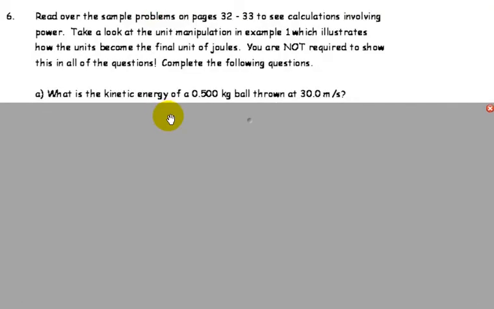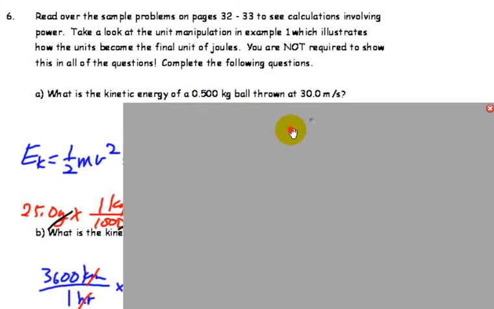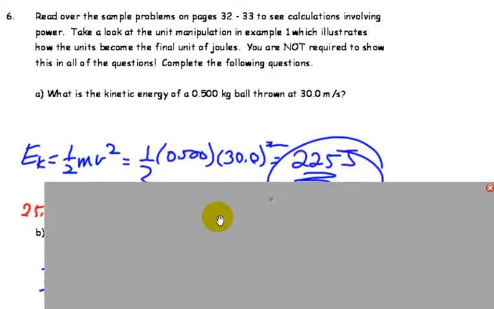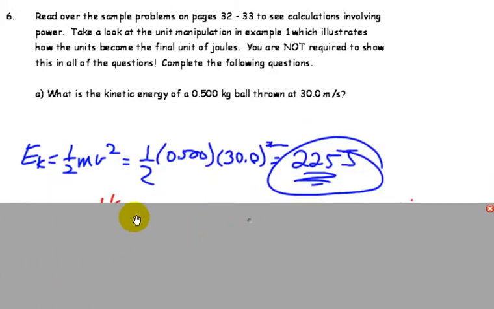What is the kinetic energy of a 1/2 kilogram ball thrown at 30 meters per second? So of course we know m, we know v. So EK equals 1/2 mv squared. Mass is 0.5. V is 30. So don't forget to square it here, of course. So square first, then multiply. 225 joules.